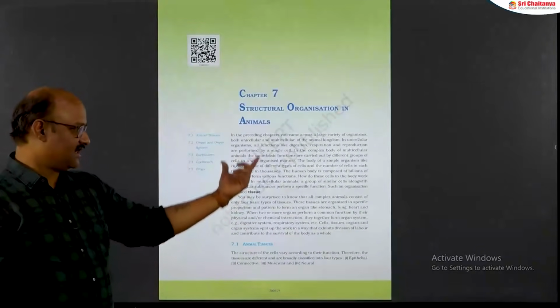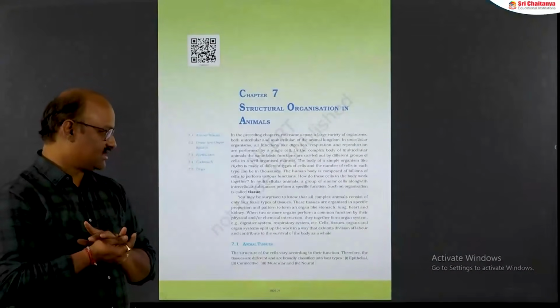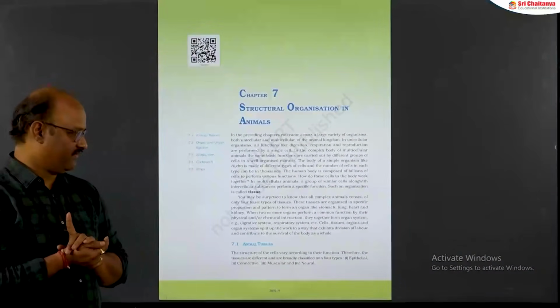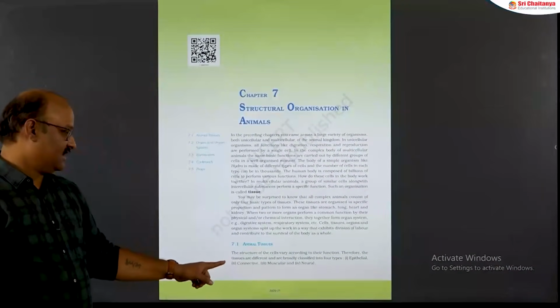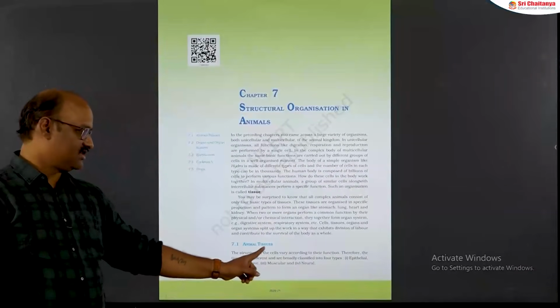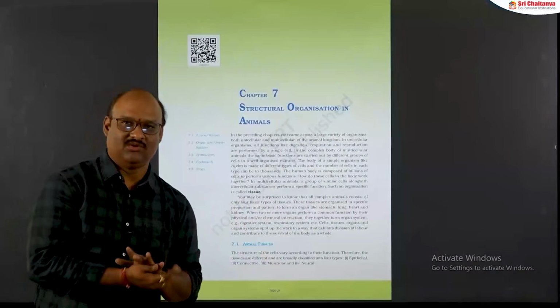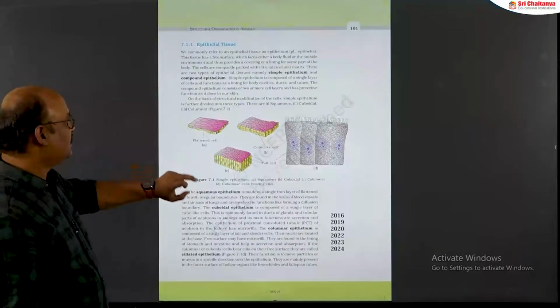So this small introduction is given on this particular page, and I think there has been no question from this page in the NEET examination before. But in this particular paragraph we are going to see the 4 different types of tissues: epithelial tissue, connective tissue, muscular tissue and neural tissue. This is the first page, the introduction of this NCERT.